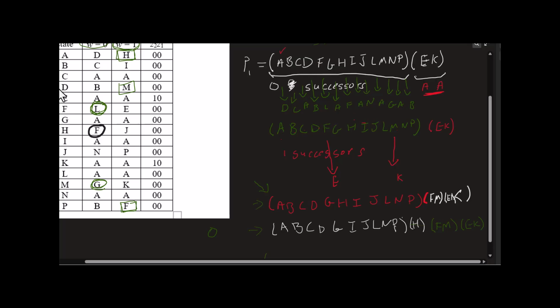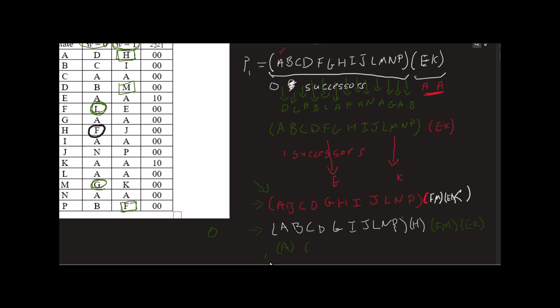So that means A is going to be in a set by itself. Why am I putting A in a set by itself? Because it goes to H, and where did the other two go to that I just found? F and M. Can I put them together? Can I put D and P together? Yes, because they're both going to FM. So I can put DP together.